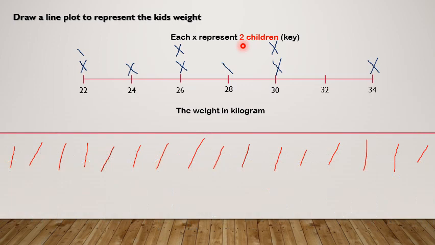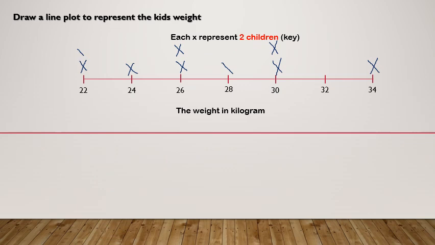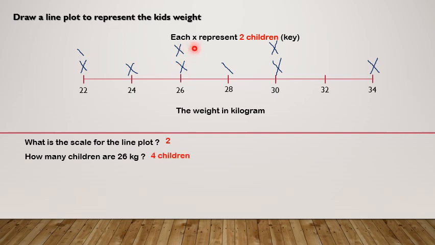Okay, let's answer some questions about this line plot. What is the scale for the line plot? Does this line plot skip by 5 or by 2 or by what? Skip by 2, so the scale is 2. How many children are 26 kilograms? I have 2 X's, and each X represents 2 children. So I have 2, 4. 4 children.